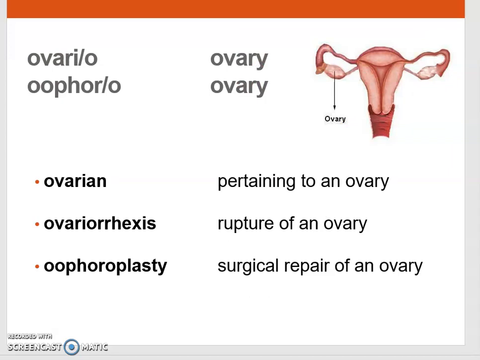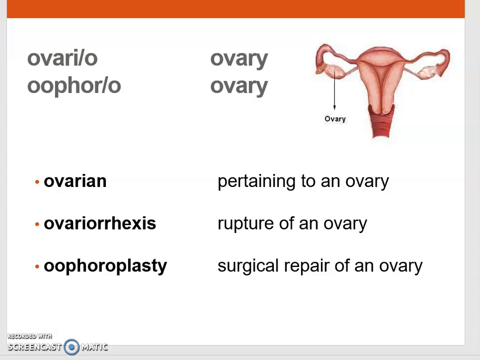So getting back to ovario and oophoro, and I'll just share with you that oophoro is one of my favorite combining forms in all of medical terminology. Ovarian, this is using the top combining form here. This means pertaining to an ovary. I just said ovarian. Often people will say ovarian. Either pronunciation is correct. Ovariorrhexis is the rupture of an ovary. And if that should happen to rupture, oophoroplasty would be the procedure to repair it. So it seems an odd pairing there. If it's ovario, if it ruptures, it's oophoro if we're going to fix it.